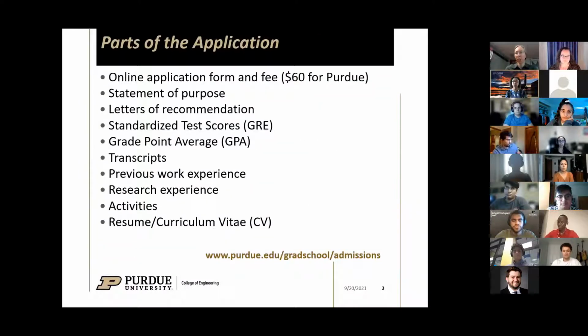When you're applying to grad school, it's not just one form and you're done. There's a lot of pieces to the application. There is an online application form. There's usually an application fee. Here at Purdue for domestic students, it's $60.